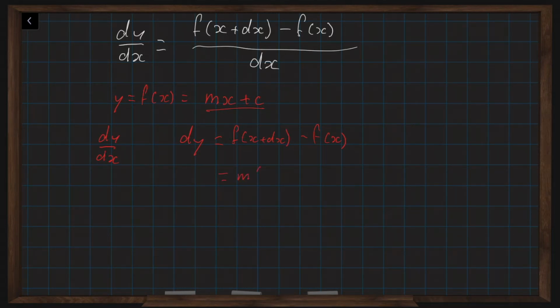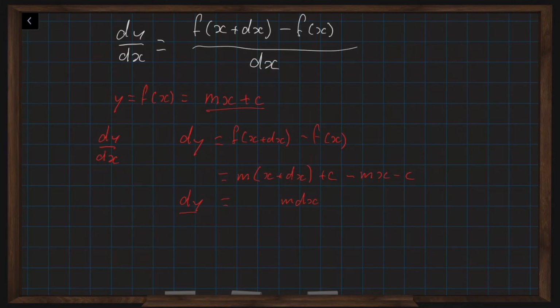So we get m times (x plus dx) in brackets plus c. And then we have to subtract that equation evaluated at x. So we have minus mx minus c. We expand these brackets out, so we have mx plus m dx plus c minus mx minus c. And we notice that these mx's cancel out and these c's cancel out. So what we are left with is m dx, and that is dy.